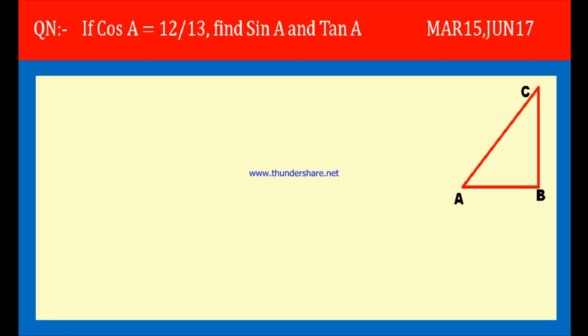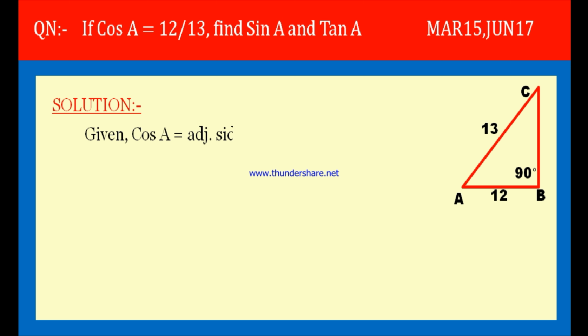Dear students, look at this diagram. Here ABC is a triangle in which angle B is equal to 90 degrees. Now let us go to the solution. Here we are given that cos A is equal to 12 by 13. Then what is the formula to find cos A? Yes, adjacent side to A by hypotenuse.